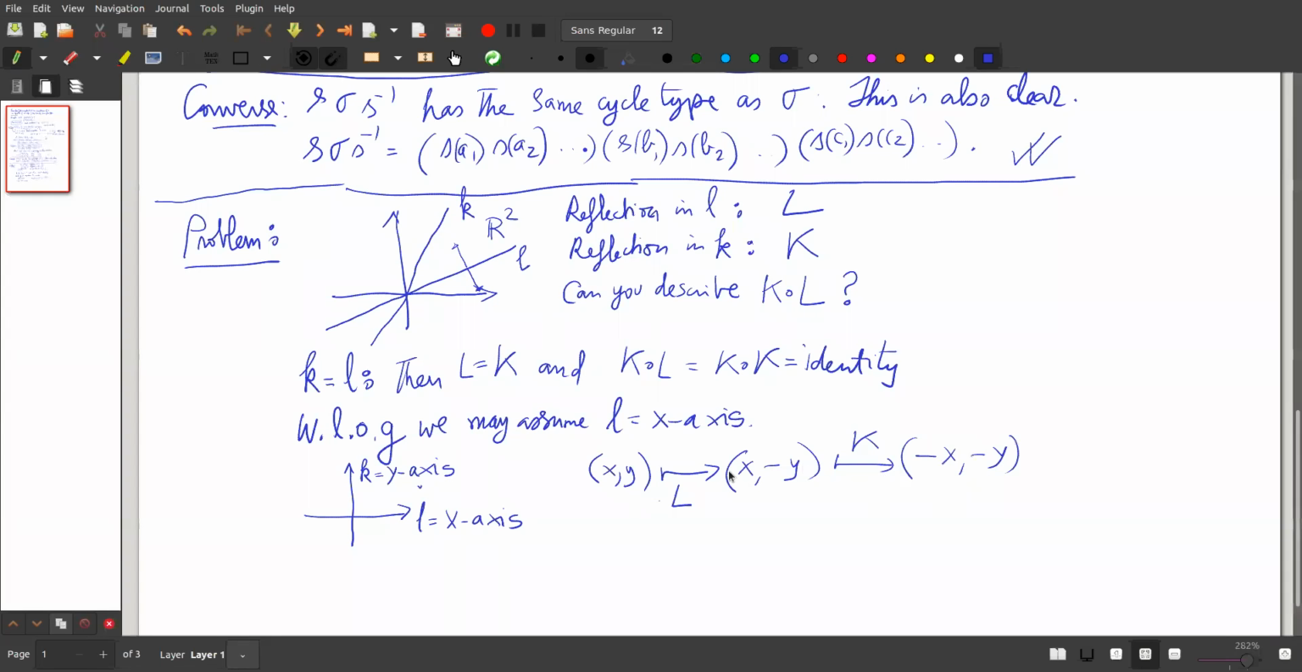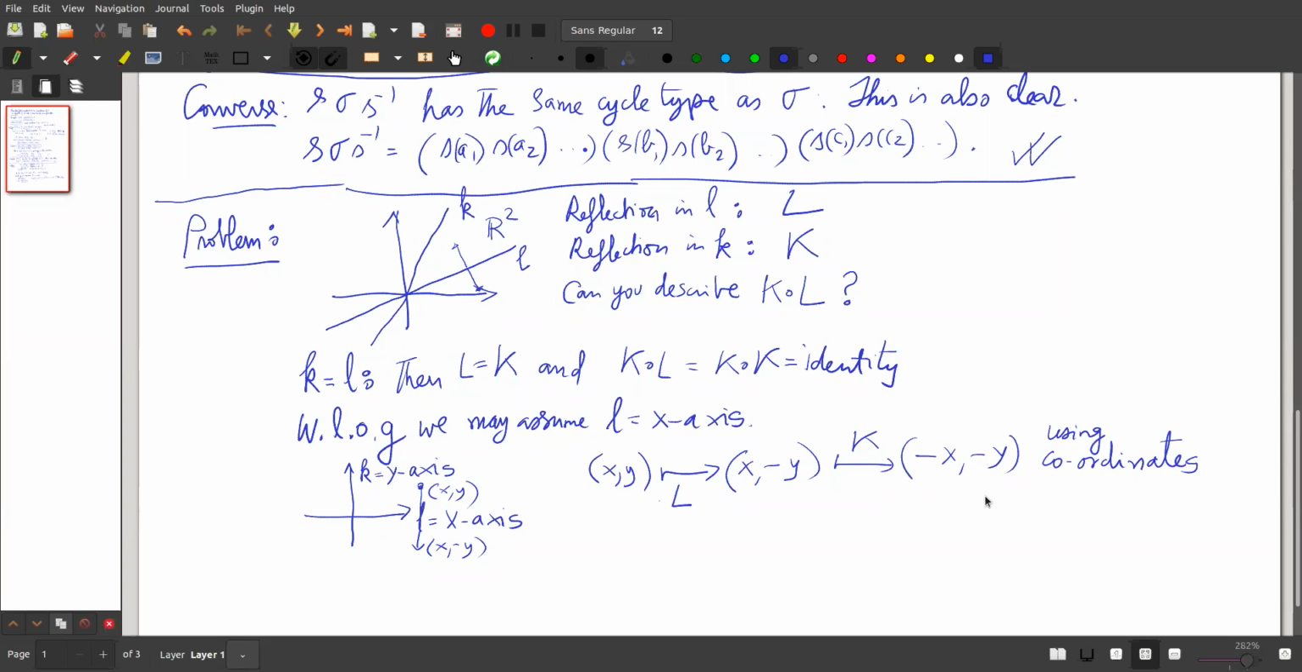Because reflection in the x-axis is nothing but changing the y coordinate from y to minus y. If this is x comma y, it goes to x comma minus y, and that is true even if it is not just in the first quadrant, but any quadrant. And similarly, K changes the sign of x. That's all it does. So x y goes to minus x comma minus y. Okay, very good. This is a description in coordinates. But there was a second description which was more geometric. Both are good.